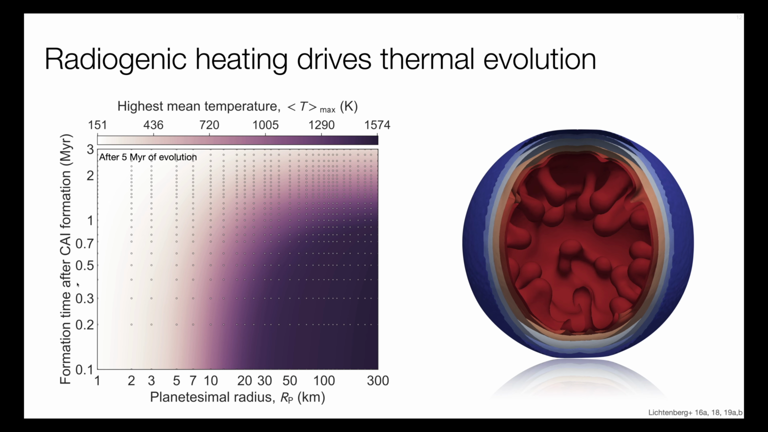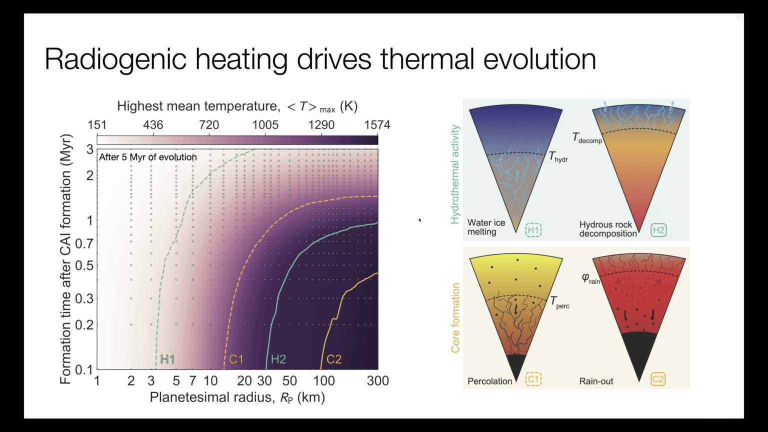You see the highest mean temperature integrated over an interval of 5 million years of evolution, showing that large and early formed planetesimals can become so hot that their rock component starts to melt. We here especially were interested in 2 compositional mechanisms that can relate planetesimal evolution to the evidence from laboratory analysis of meteorites. These are internal hydrothermal activity and core formation in planetesimals.